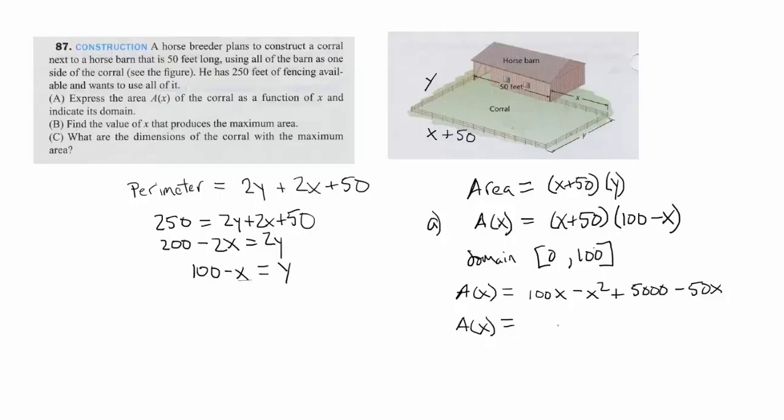So I have negative x squared. 100x minus 50x is 50x and plus 5,000. And now in order to find the vertex, or the x value of the vertex, remember we're going to use negative b over 2a.